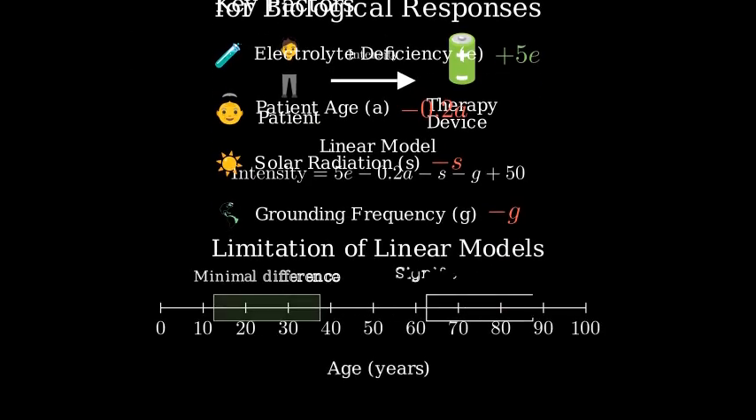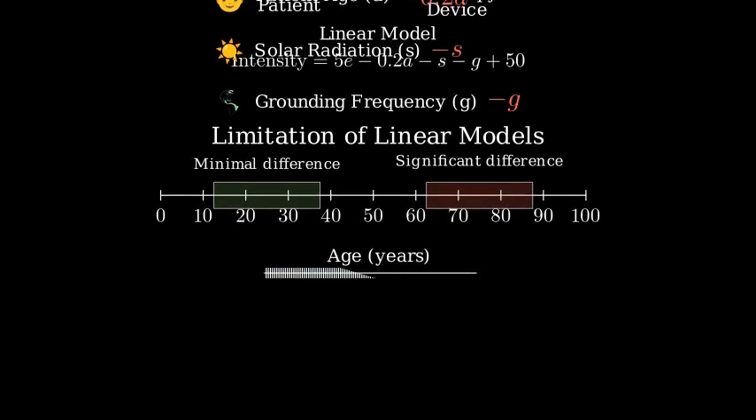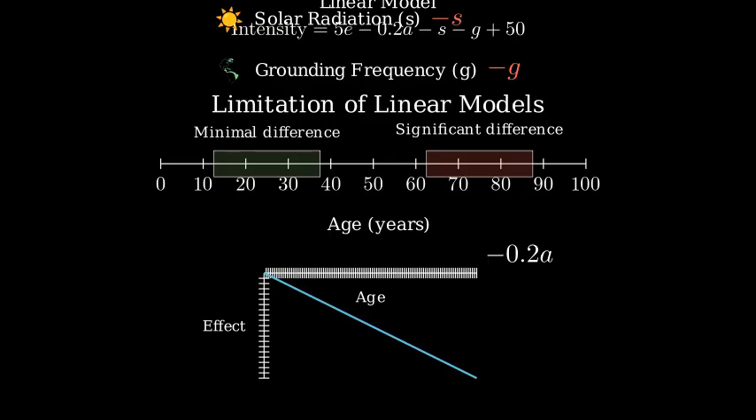Consider how age affects many biological processes. The difference between a 20-year-old and a 30-year-old may be minimal, but the difference between a 70-year-old and an 80-year-old could be significant. This limitation of linear models means we need to explore more sophisticated mathematical approaches that can better capture these nonlinear relationships. Let's first look at improving our model with a nonlinear age adjustment.